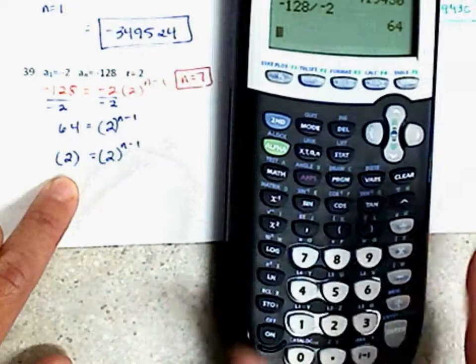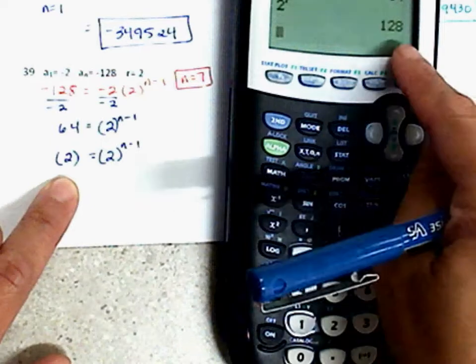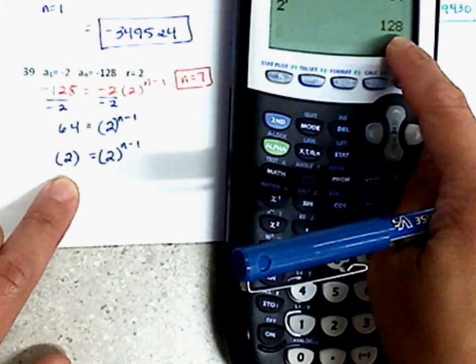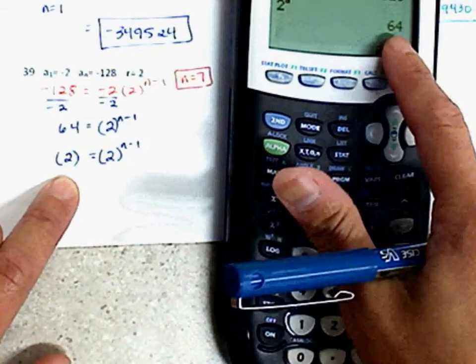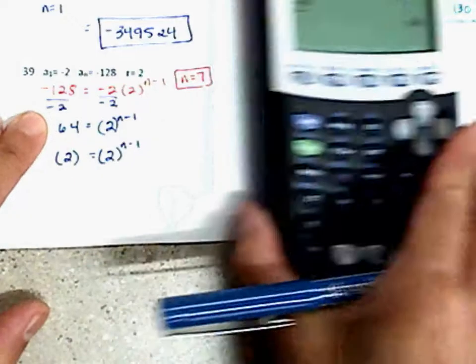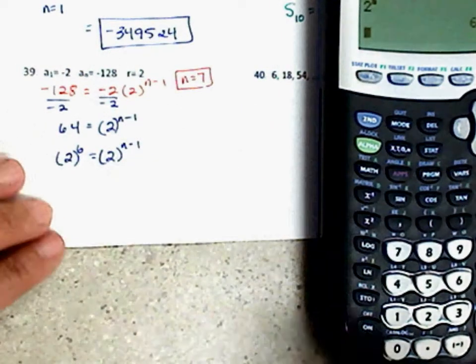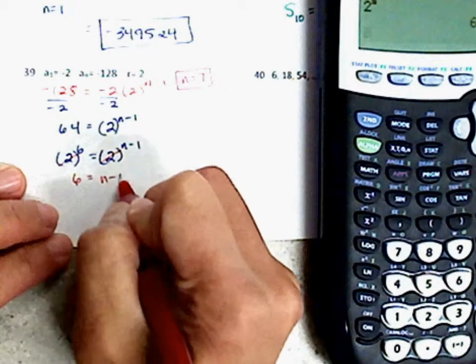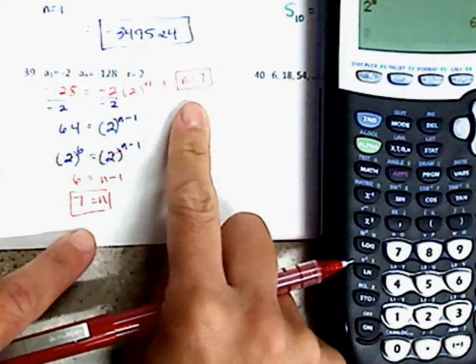2 raised to the 7 is 128, right? But how about 2 to the 6 is 64. See how these are the same? So instead of writing 64, I can say 2 to the 6th power. Then what happens is this cancels out, and now you got 6 equals n minus 1. So n is equal to 7. See that? Okay, you could do it that way also.